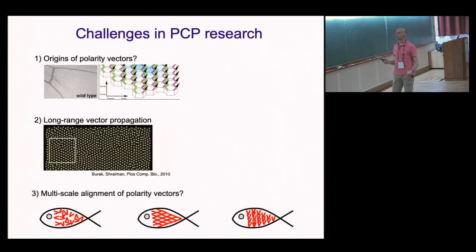And then finally, there's the issue, and as a biologist, this to me is the most immediate one. And this is the question of multi-scale alignment of polarity. So again, how do fish, for example, ensure that the scales are oriented along the long axis of the animal and not at oblique angles or not oriented at all, right? So ultimately this is the question of how do you maintain and coordinate these polarity cues from the molecular level ultimately all the way up to the organismal level.